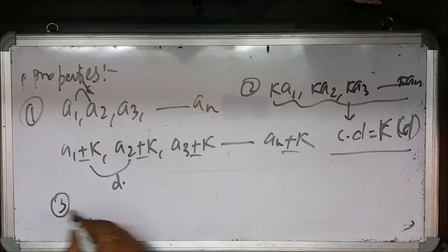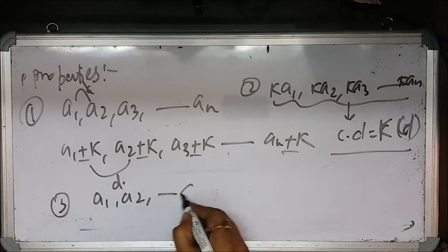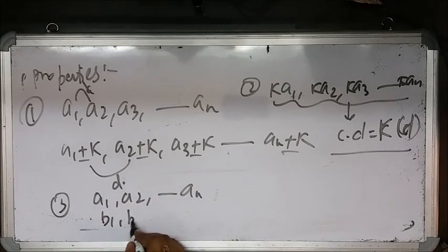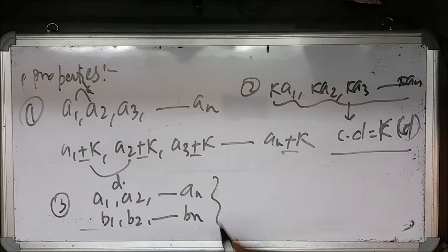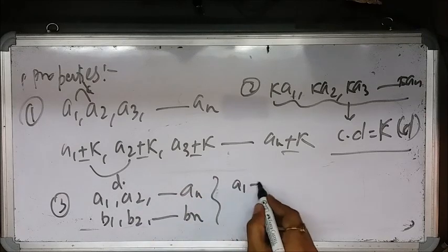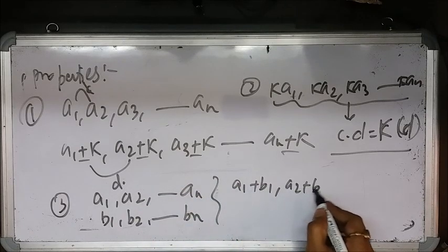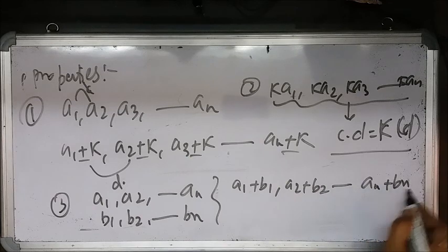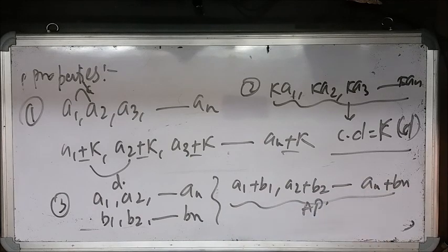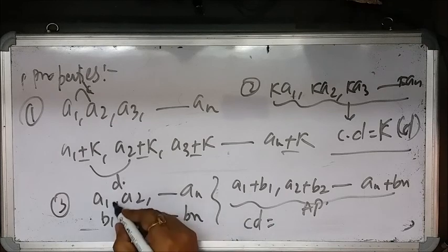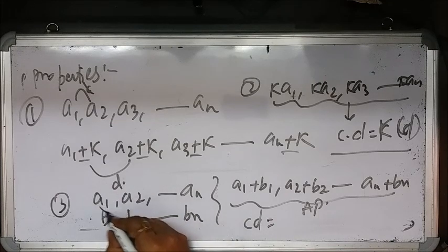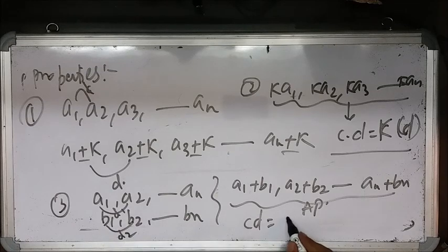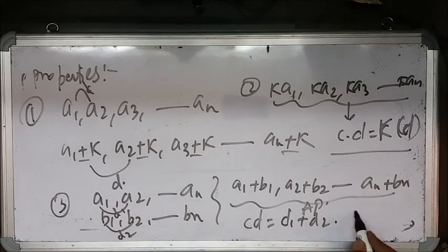Now the third property is, if you have two APs, and you add the terms, so you get a1 plus b1, a2 plus b2, and so on, an plus bn, this also remains in AP. Suppose the first common difference is d1 and the second is d2, so the common difference will be d1 plus d2. And if you subtract, the common difference will become d1 minus d2.